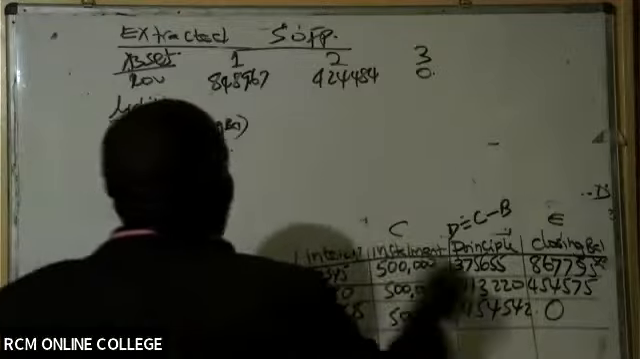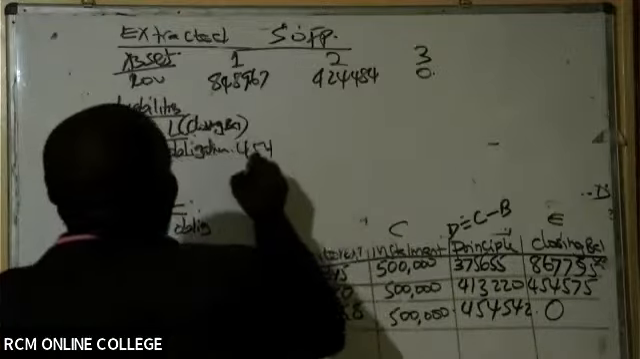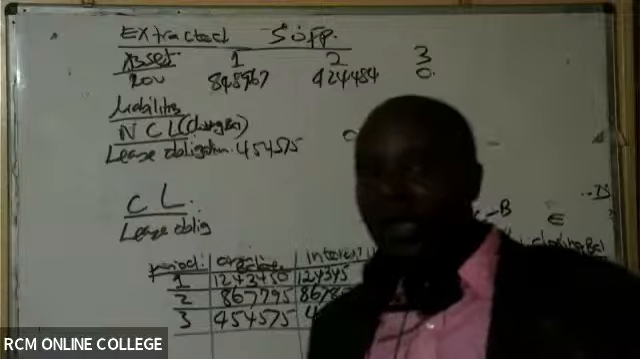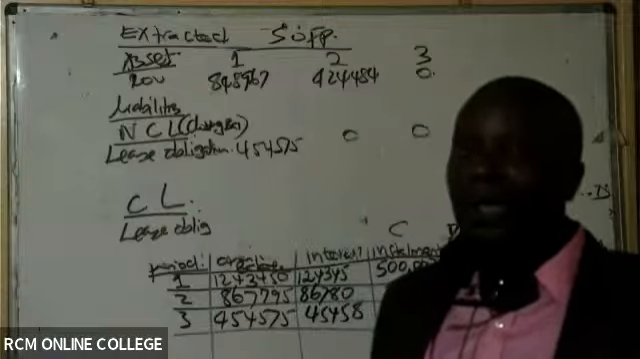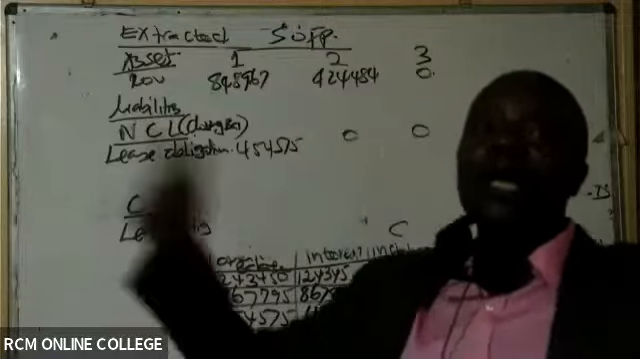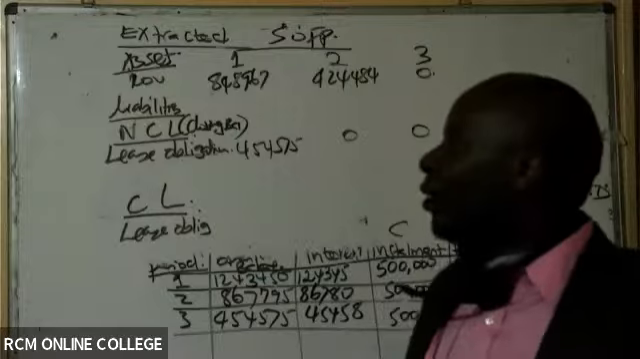So year 2, we have here 454,575. Here we have 0. And then we have 0 there. And we explained this very well. I don't want to get into explaining it again. Remember we said non-current means more than a year. All right.